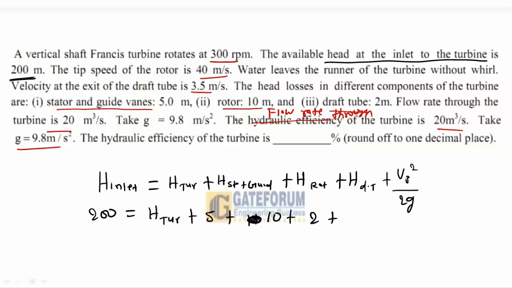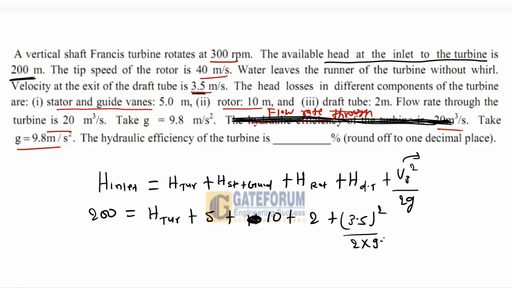My dear friends, this data is irrelevant here. This was written twice. So flow rate through the turbine is 20 meter cube per second. That's okay, this was an extra added mistake, so leave this. And what is V3? This is the velocity at the exit of draft tube. So what is the velocity at the exit of draft tube, my dear friends? You can say 3.5 square upon 2G.